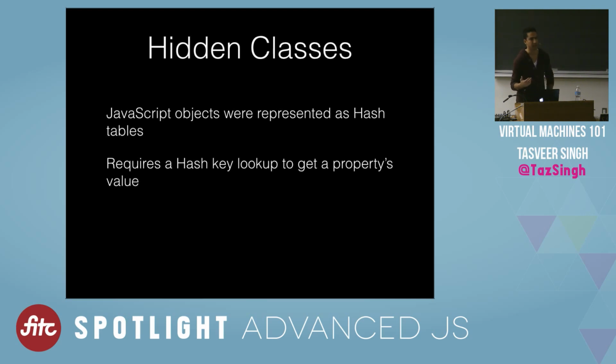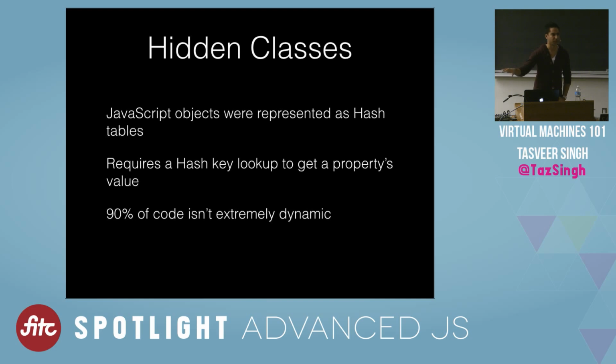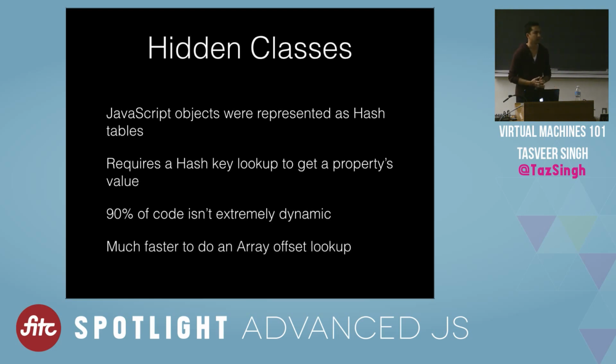Right? You have to use a hashing algorithm in order to look up a property. Things such as the pigeonhole principle come into play. It's a bunch of computer science stuff that I don't really feel like getting into. But anyway, what V8 said was that 90% of your code isn't really that dynamic. 90% of your code is quite static, in fact. Maybe 10% of your code is extremely dynamic. Maybe that 10% works great in hash tables, adding and removing properties, whatever. But 90% of your code is quite static, in fact. So it's much faster to do some sort of array offset lookup than doing a hash key lookup, right?